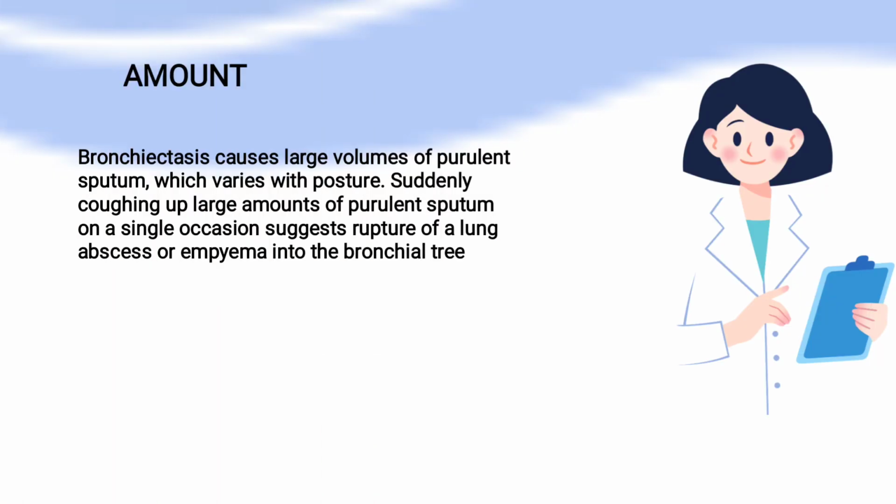So what is the significance of amount? A high amount of sputum is produced in conditions like bronchiectasis. Here, suddenly we cough up a large amount of purulent sputum on a single occasion, which usually signifies the rupture of a lung abscess or empyema. A large amount of watery sputum associated with a pink tinge generally indicates pulmonary edema. Bronchiectasis is a condition defined by widening of the bronchial airway system and weakening of the mucociliary transport system.